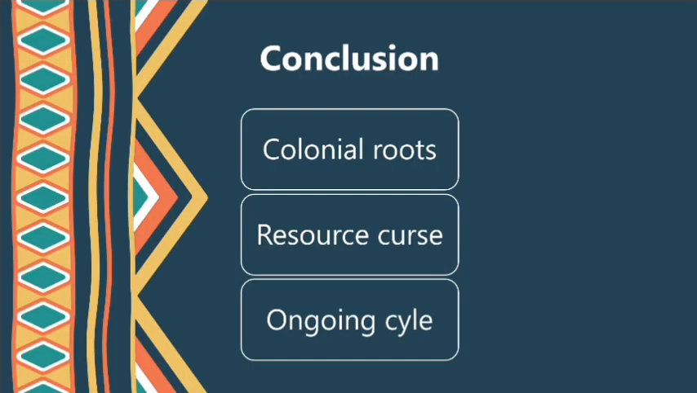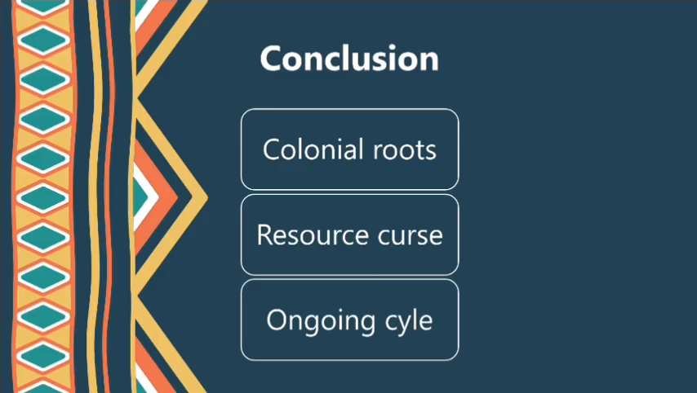Now, to conclude our journey from the 19th century to the present, the suffering endured by the people of the Democratic Republic of Congo cannot be separated from its history of exploitation. The legacy is defined by three intersecting colonial tools. One, the colonial roots, the foundation of its ongoing crisis, which was laid by King Leopold's rubber terror, which taught the world how to extract maximum wealth while inflicting maximum human cost.